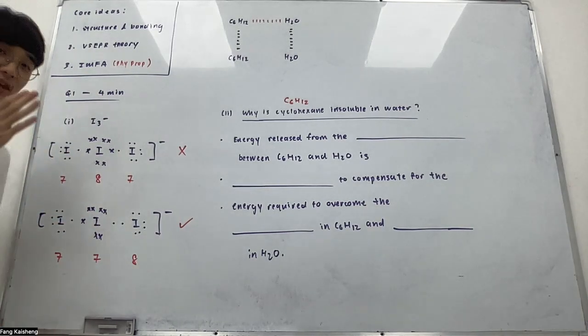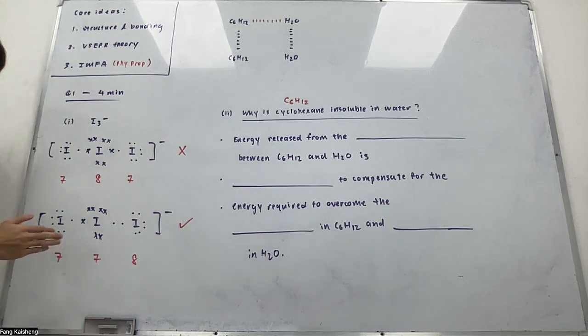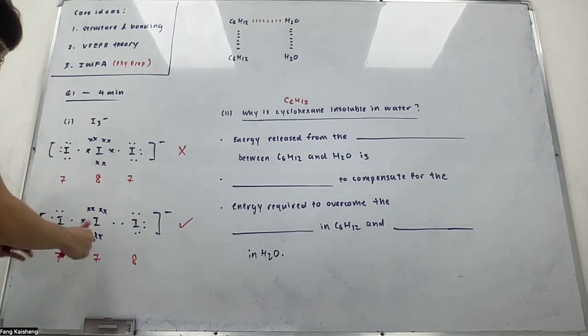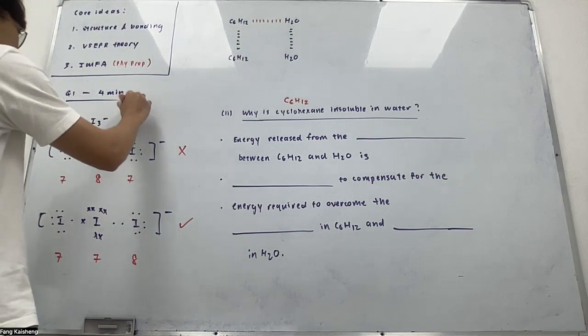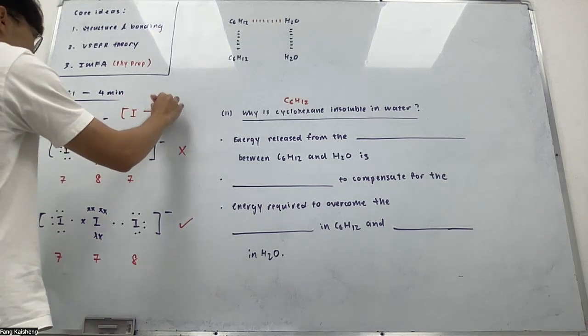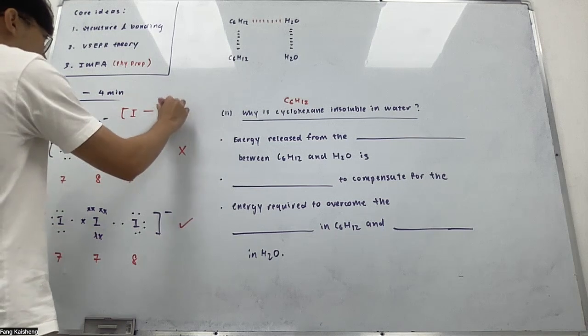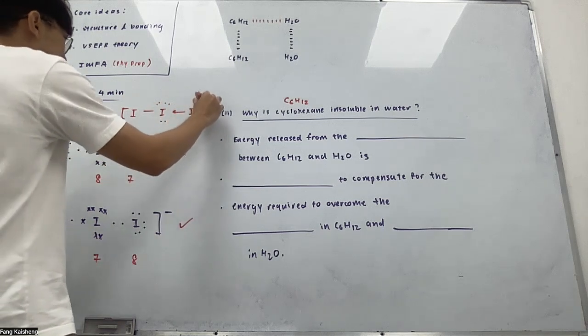I want to hint the answer towards you guys. Okay, but this is the correct answer. So maybe I want you guys to draw the structure also. The structure, meaning to say you only draw the lone pairs on the central atom, and then the dative bond is actually looking like this.